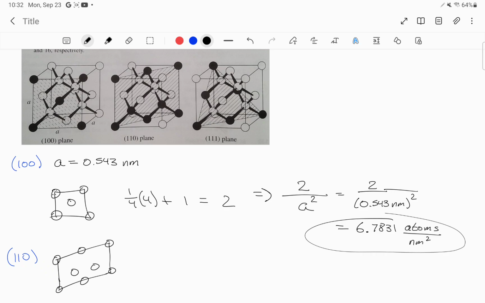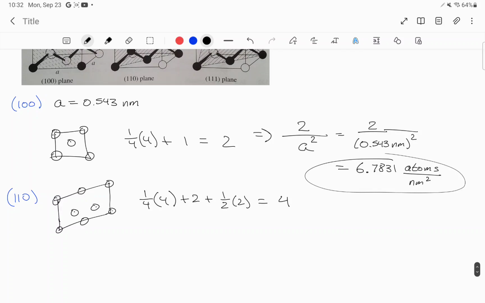So we're gonna have one-fourth, because these atoms are being cut off by the plane, just 1/4 of the circle. So 1/4 times 4, plus these 2, plus these are being cut off by half, times 2. So we should have 1 plus 2 is 3 plus 1 is 4. So the total number of atoms in this plane would be 4.